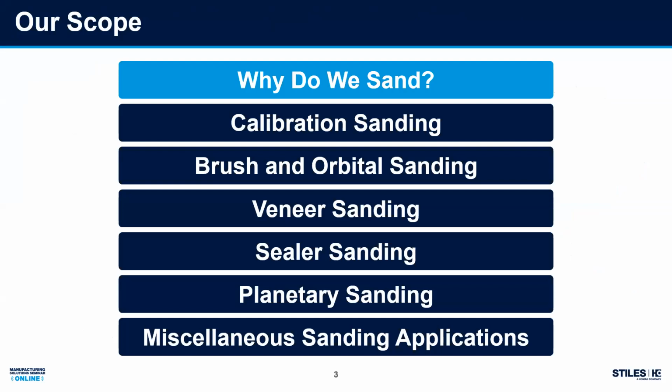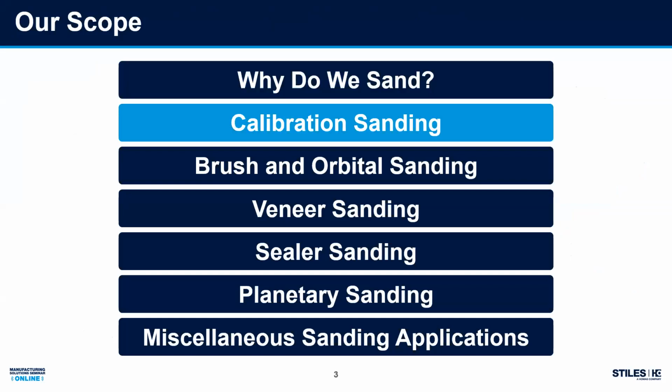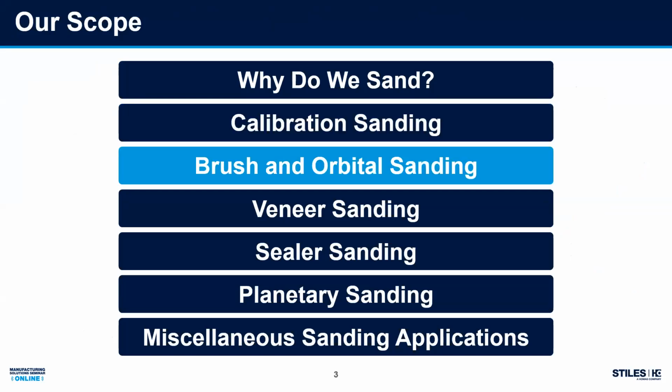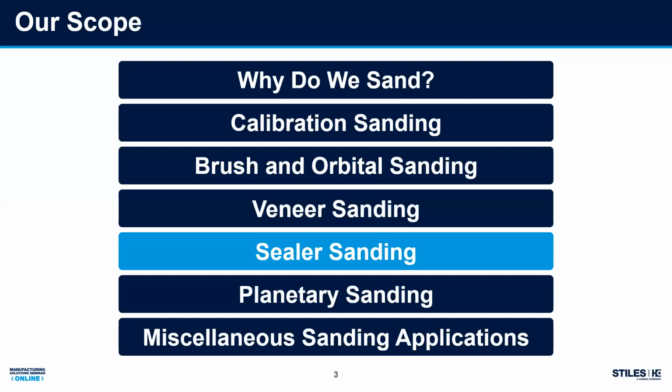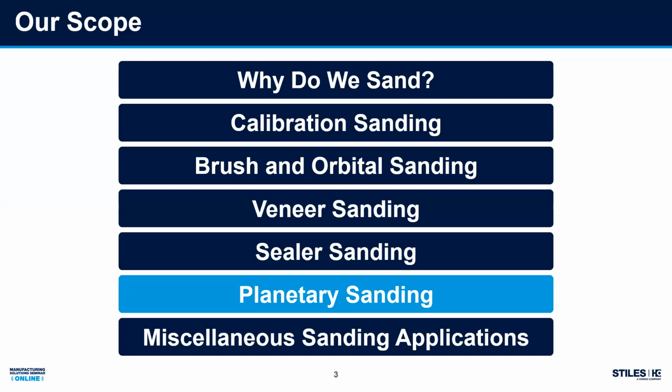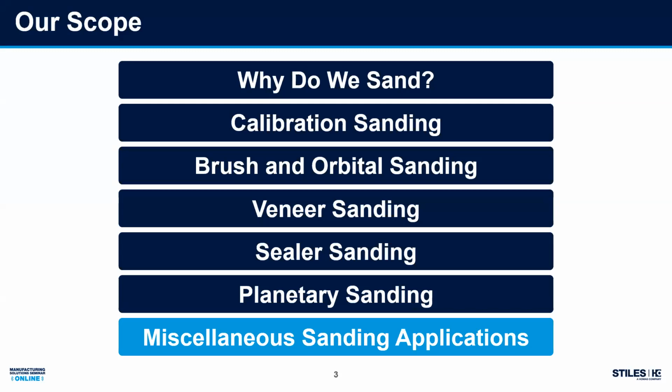So we'll start off. Why do we sand? Could be calibration sanding. Could be brush or orbital sanding to break those edges after we calibrate sand, or remove those cross-grain scratches with our orbital sanding. It could be prepping veneer to go to finish for architectural panels. Could be seal sanding in between coats in our finishing process. We're also going to talk about planetary sanding, miscellaneous sanding, and effect sanding.